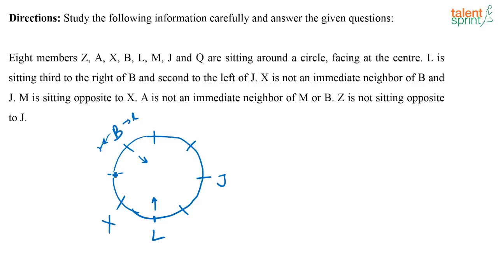X has to be here, right? X cannot be in these 2 places. So X has to be here. Now M is sitting opposite to X, means M has to be opposite to X. So they should sit like this.